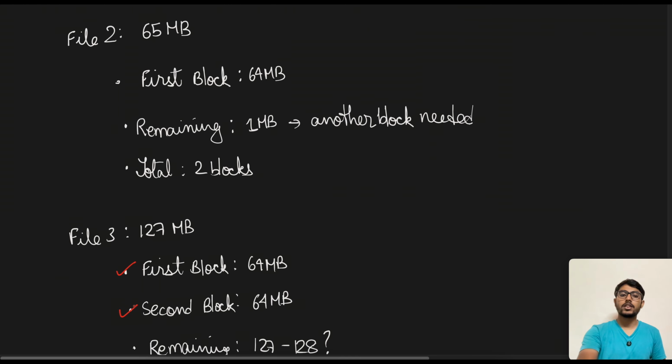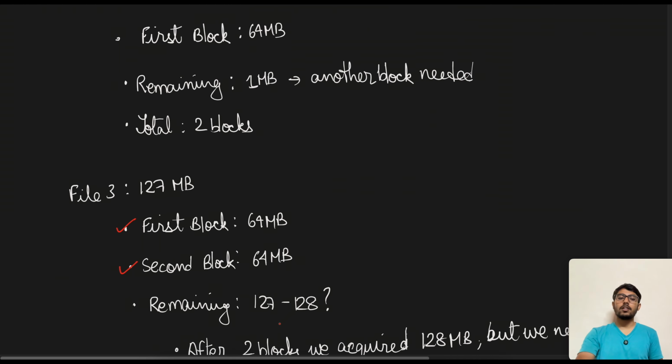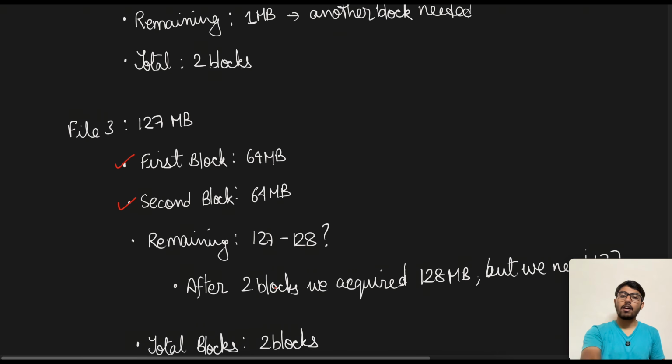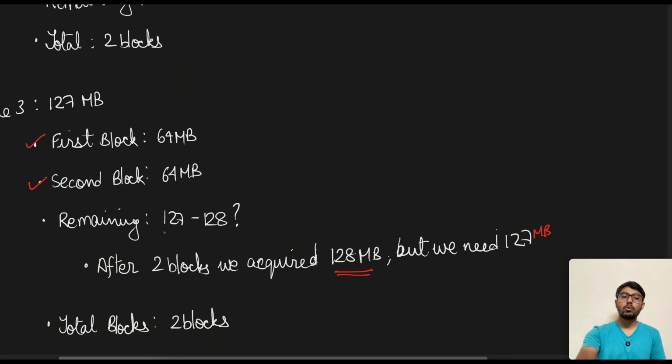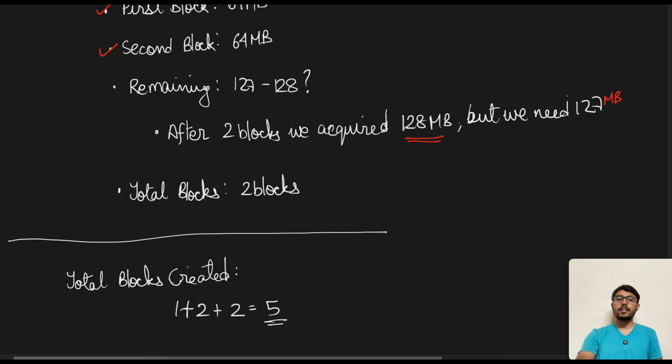The second block, 64 MB remaining, but wait, we have 127 MB and 2 times 64 is 128, right? So this means that after 2 blocks we acquired 128 MB, but we just need 127, right? So then we'll say that 2 is sufficient for basically incorporating file 3, right? So this means that the document which we are giving can be partitioned but not the blocks. So the total blocks that are getting created are 1 plus 2 plus 2, right, is equal to 5.